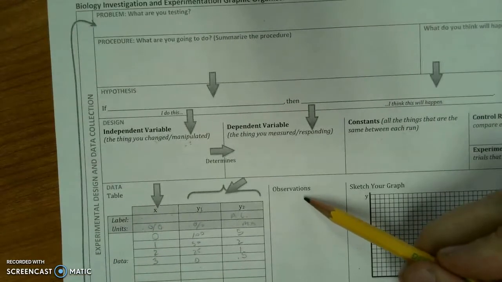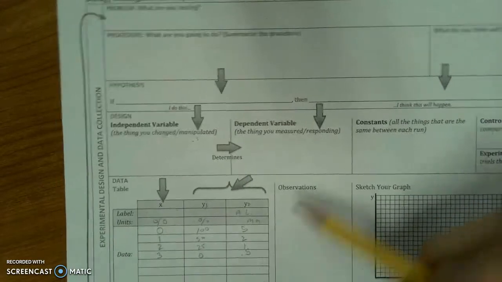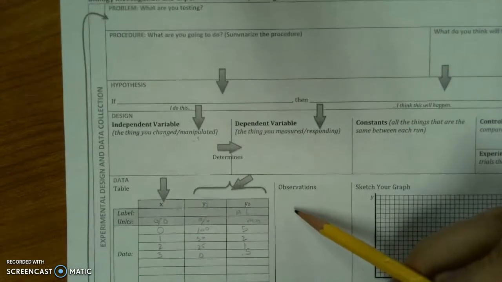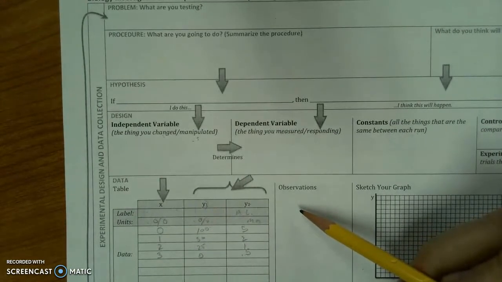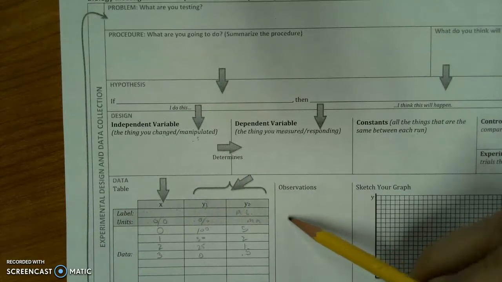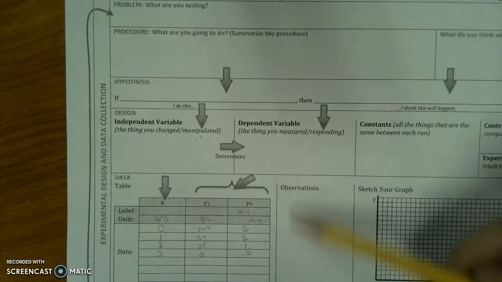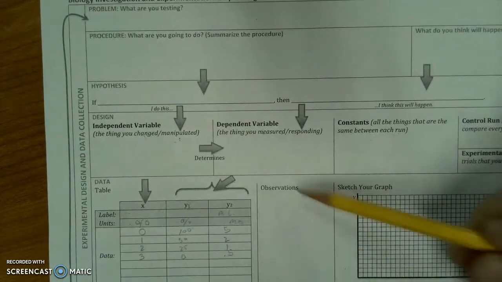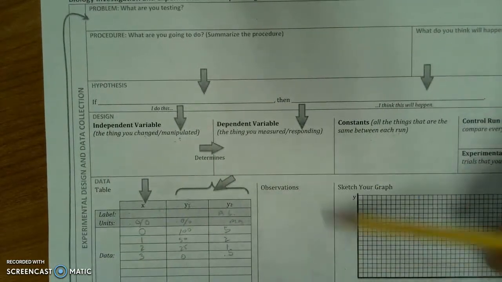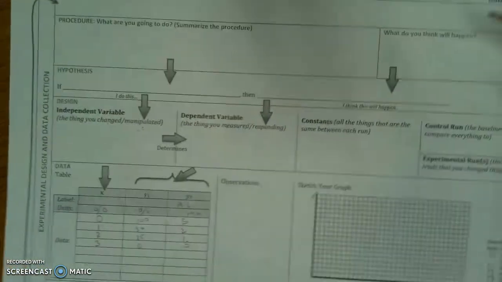I'll make some observations here, and this would be things that maybe the data doesn't show that you see, like, wow, none of these had leaves yet, or they were really pale in color, or they were bright green in color, or they were pale at certain concentrations and bright green at others. So you'd have to look at that and see, and it'll depend on the substances you use. Not everybody will have the same observations.